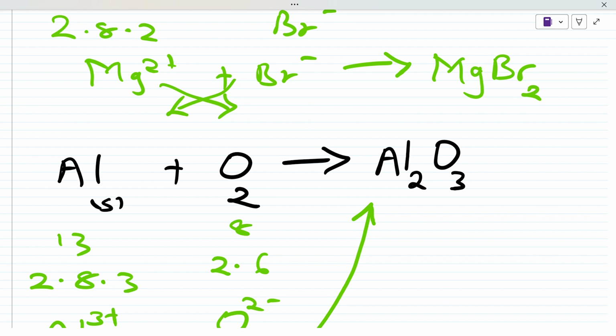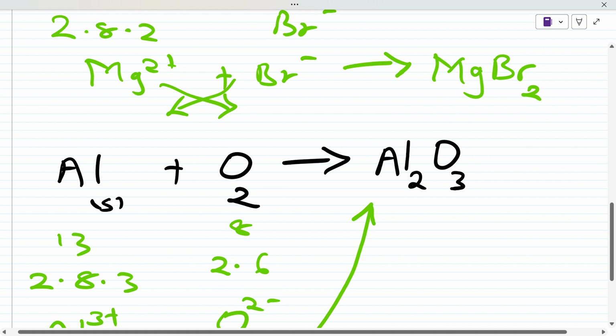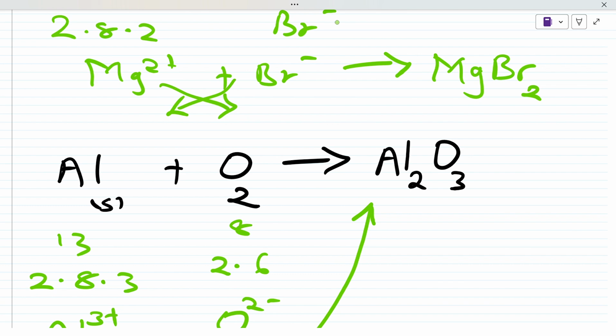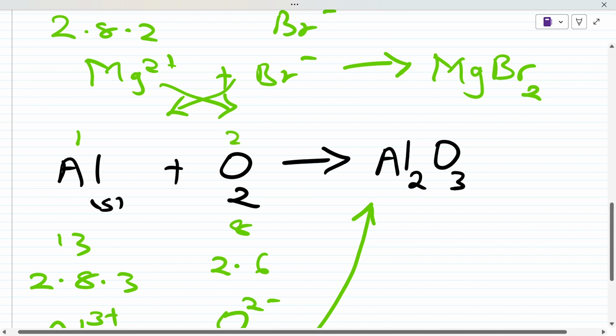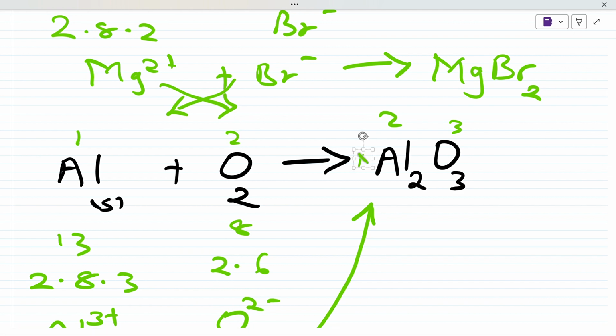So how am I going to balance it? As simple as that. When balancing, it is easy. Aluminium is 1 this side, oxygen is 2. This side oxygen is 3 and aluminium is 2. So I really have to look for a number that when I put it somewhere here will give me the same number of elements across. So I'm going to remove this, then think of a number that I can put there.